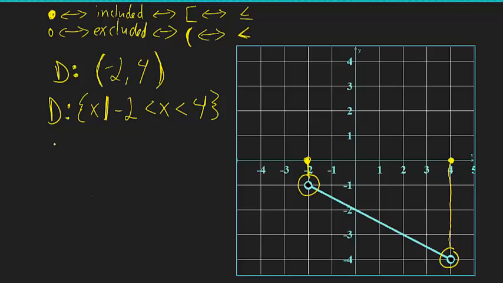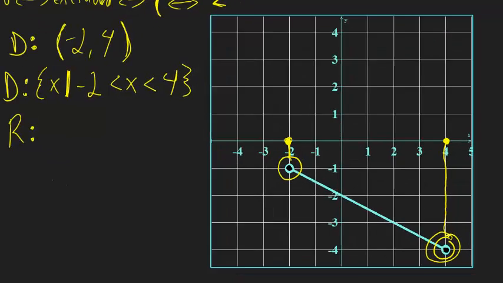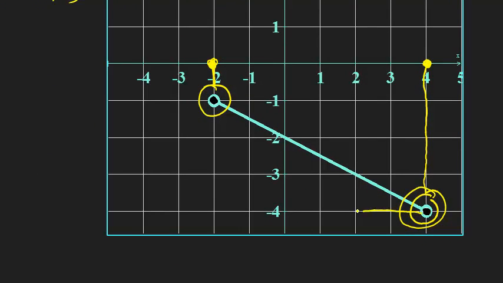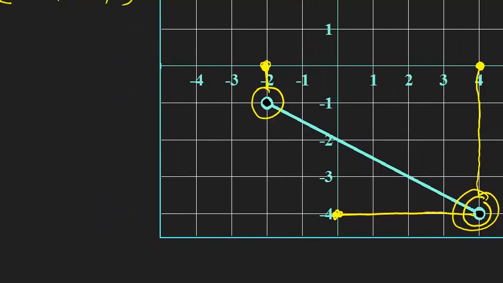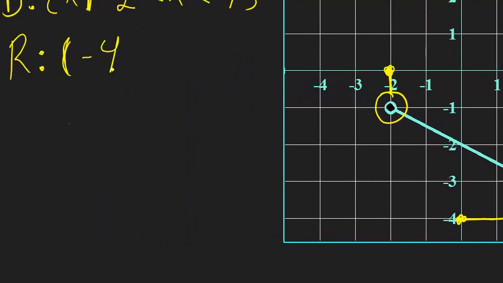Now let's go with our range. So range, let's find our bottommost point of our line, which would be this point right there. So let's go ahead and make a line to our y-axis, and that touches -4. So we're going to have parentheses, since it's an open circle, -4, comma. Now, let's find our uppermost point of our line, which would be right here, and make a line to our y-axis. And that would touch our -1. And then since it's open circle, parentheses. So there's our interval notation.